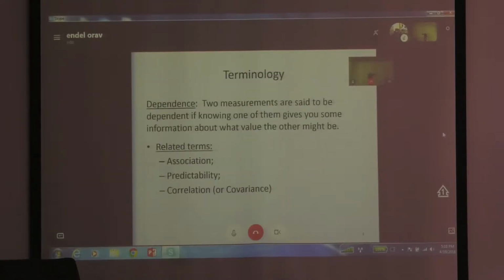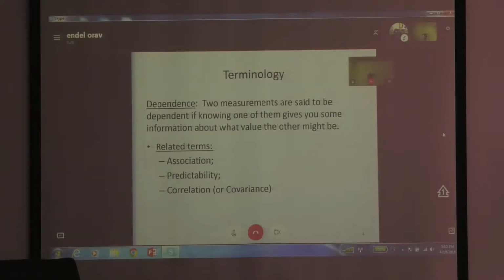Okay, so terminology. Dependence is the word that I'm going to use most commonly, and so conceptually, two measurements are said to be dependent if knowing one of them gives you some information about what the value of the other might be. So definitely not a technical definition.